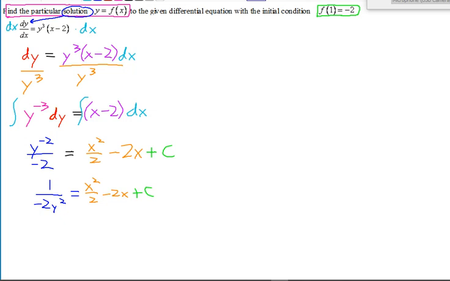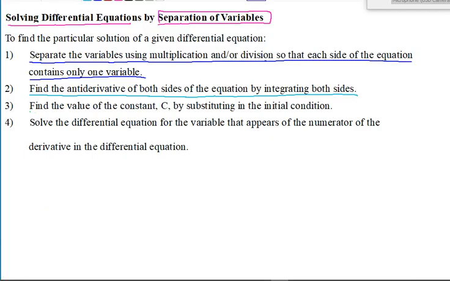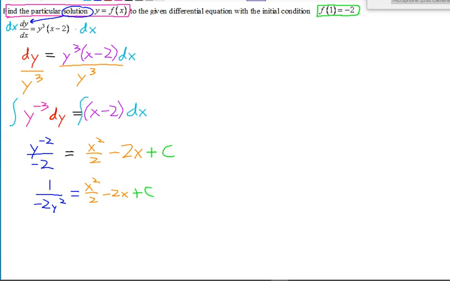And now we need to find what that unknown constant is. So the next step, find the value of the constant c by substituting in the initial condition. So if we weren't given a point on the original function, which is what this is, f of 1 is -2, we would have no way of figuring out what this constant is. But because we do have this point, the point (1, -2), there's our x and y. We can take that and substitute it in for x and y, x there and there, and the y right there, to help us solve for what c has to equal.